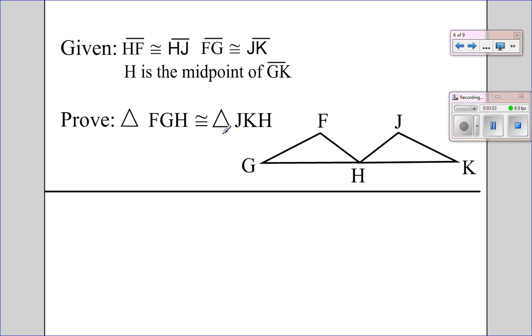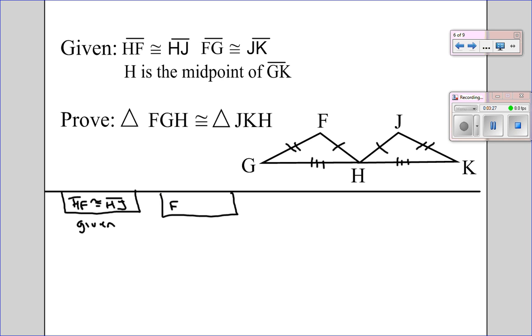All right, let's mark up the picture. HF is congruent to HJ. FG is congruent to JK. And H is the midpoint of GK. So if H is the midpoint, that makes this segment congruent to this segment here. So let's go ahead and write our givens out now. HF is congruent to HJ. That's a given.